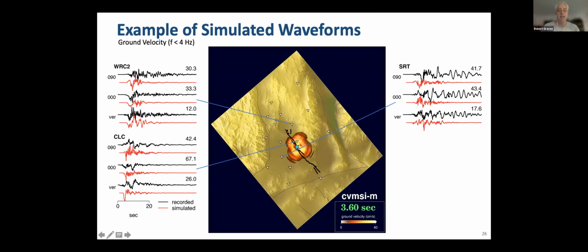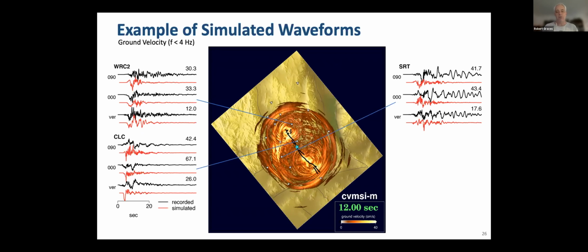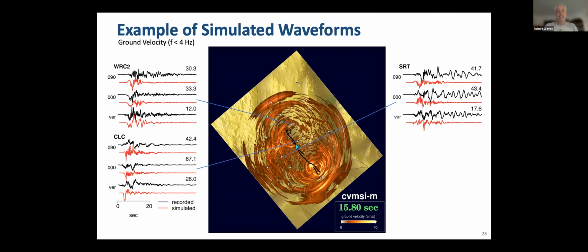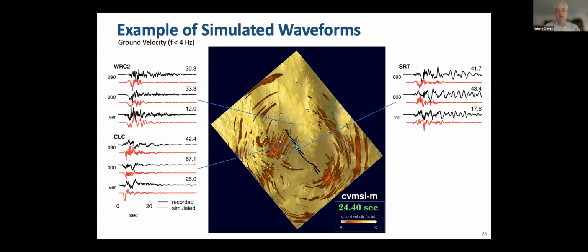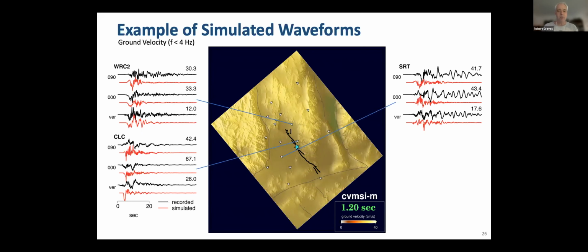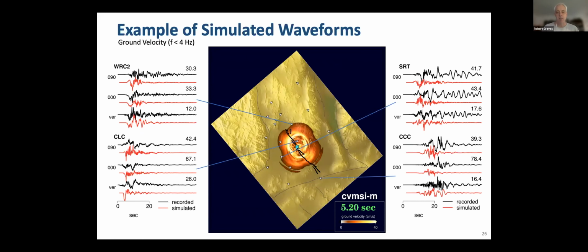And unfortunately, even though the model has a basin, it's just not sharp enough or strong enough. So this is indicating an area that needs improvement in terms of the geologic characterization. It's not in the source, but it's in the geologic structure.